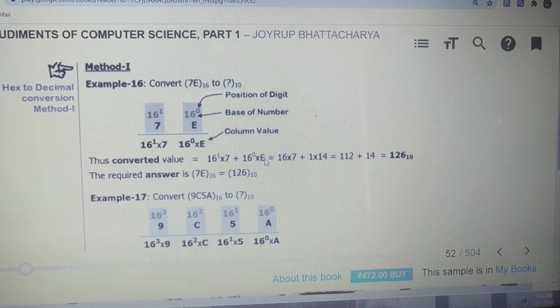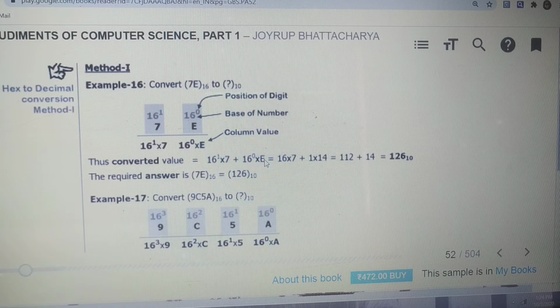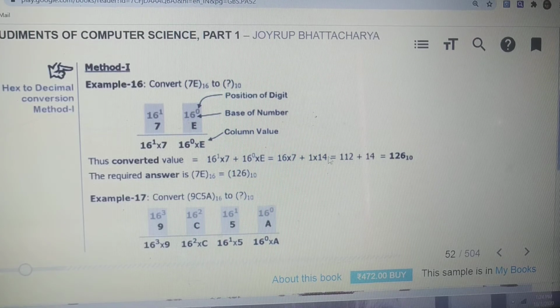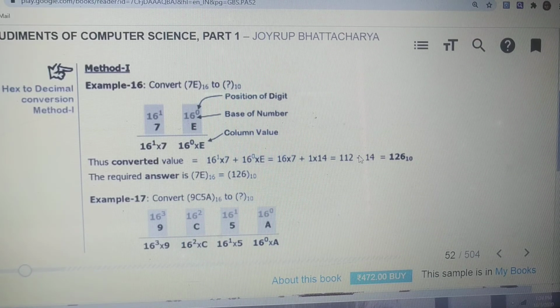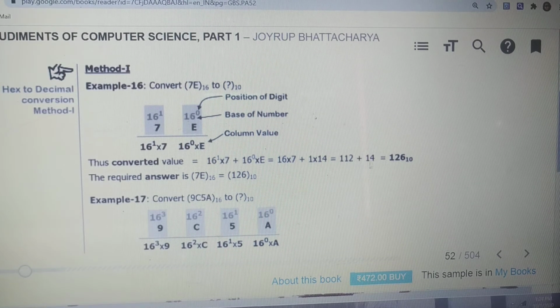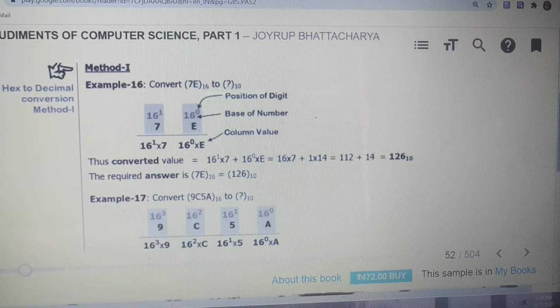Here 16 to the power 0 means 1. So 1 into E, but we have to take the E value, because E means 14. So 1 into 14. And 16 to the power 1 means 16 into 7, which is 112. We will not write 1 into E, because we have to put the decimal equivalent. If E, F, B, C is coming, directly we have to put the hexadecimal equivalent decimal value. So 112 plus 14, the answer is 126.